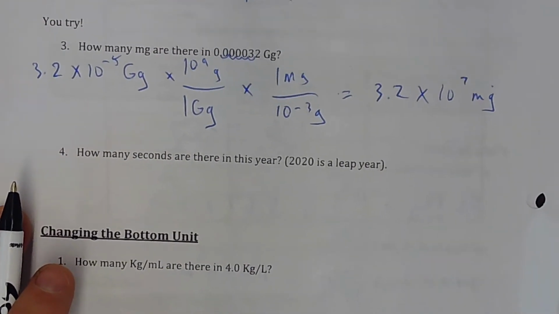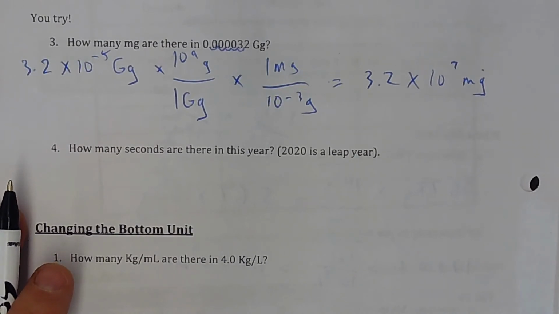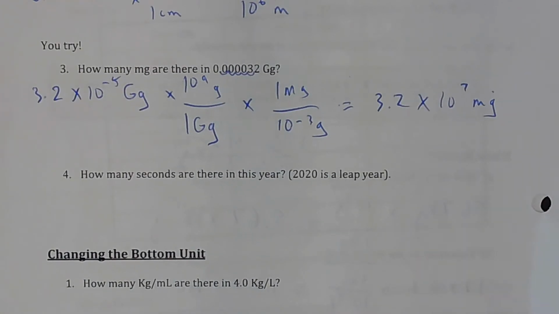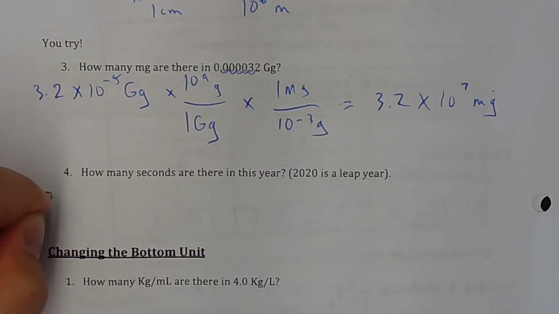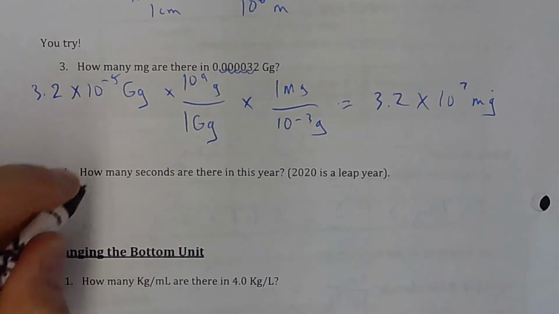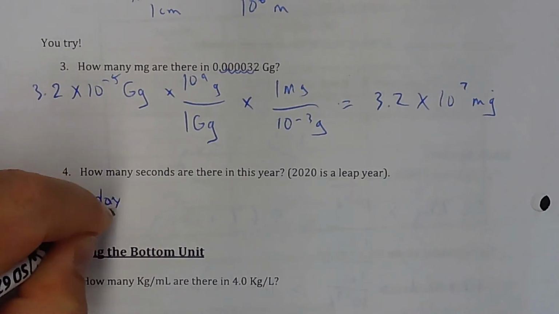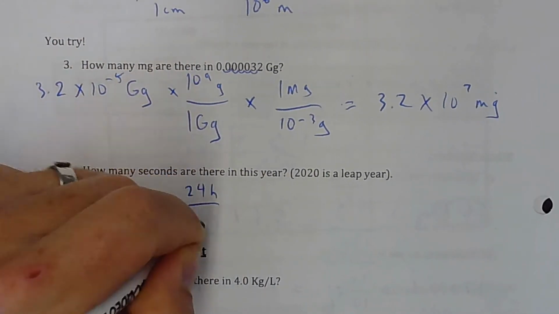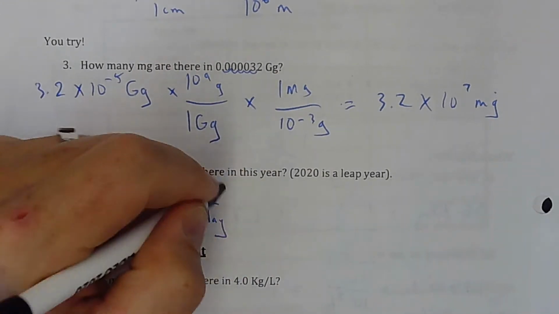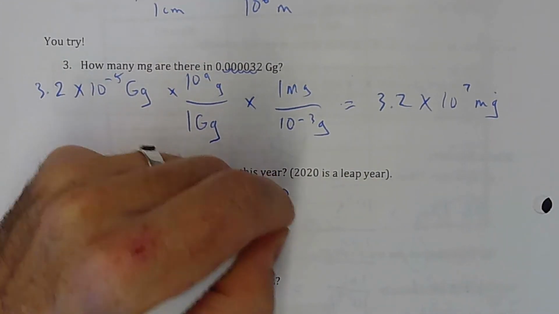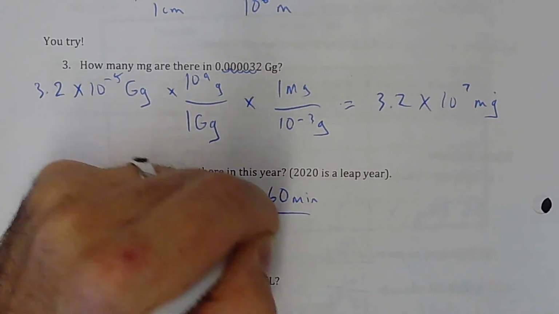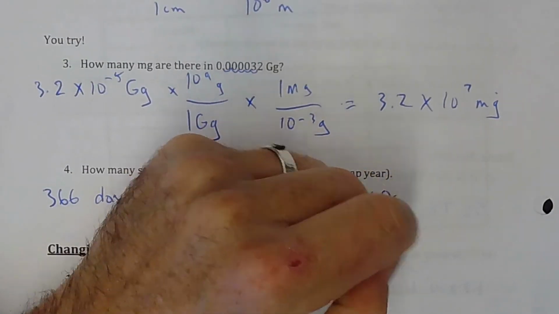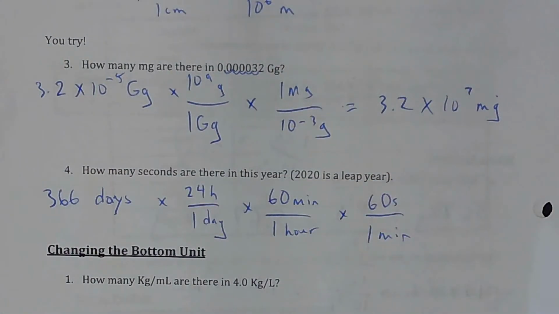All right, this next one here, how many seconds are there in this year? So 2020 is a leap year. So we're going to go from days to hours, hours to minutes, minutes to seconds. So just start off 366 days times, so we got 24 hours in 1 day times 60 minutes in 1 hour times 60 seconds in 1 minute. All right, so just multiply them all together.